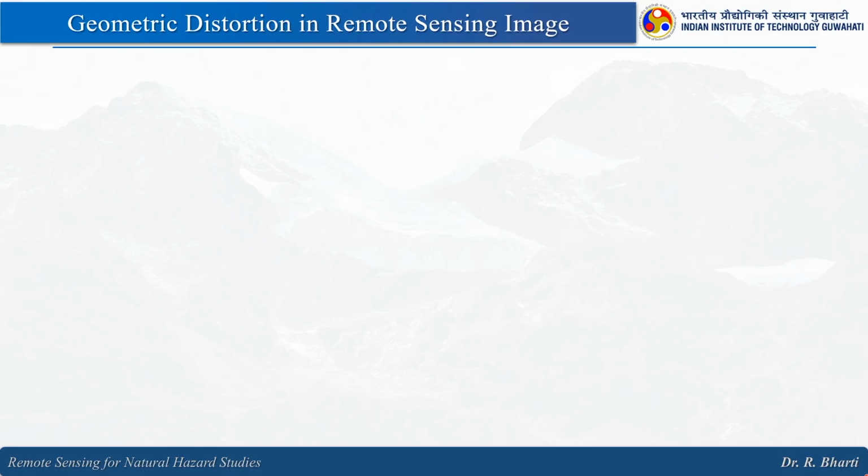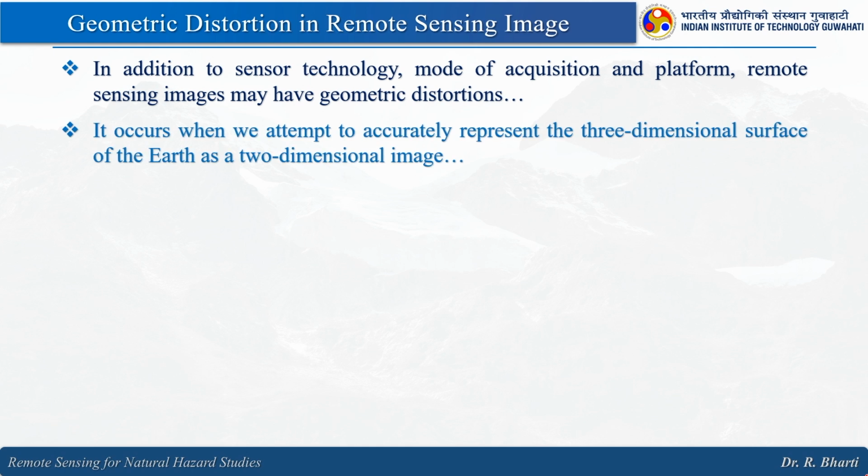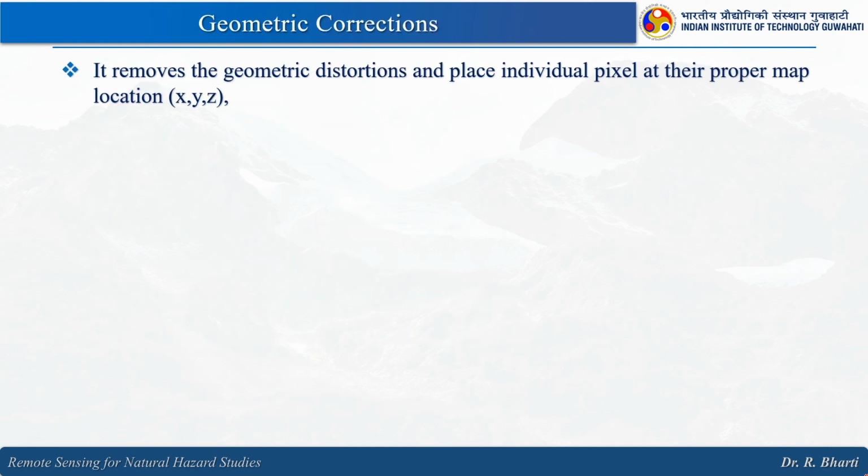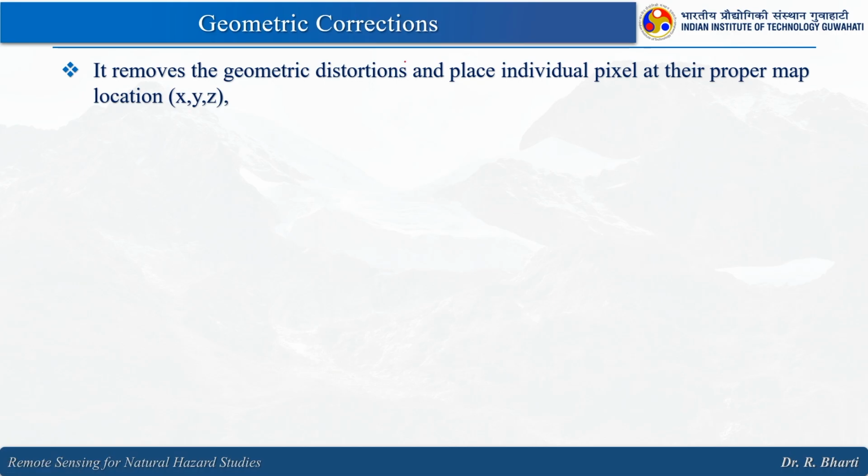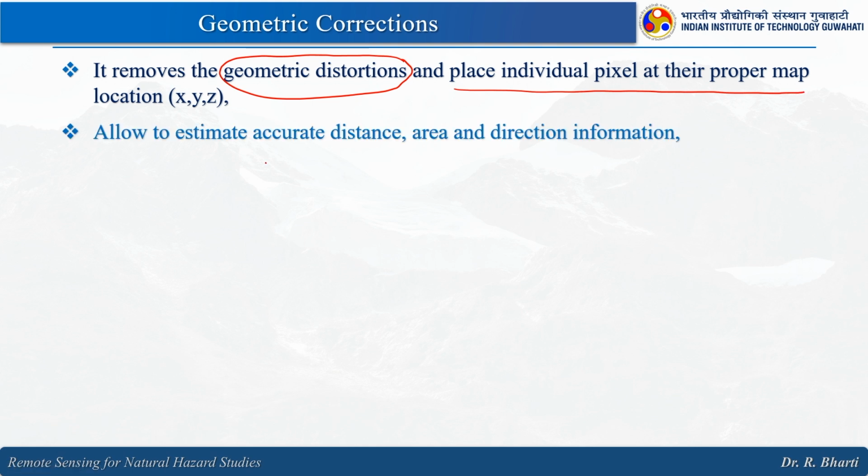So, geometric distortion in remote sensing images that we have already discussed, and now we were discussing what is the impact or what are the benefits of the geometric correction. As we discussed, geometric correction will help you to remove the geometric distortion as well as it will place the individual pixel at their proper map location, right? And it also allows us to estimate the accurate distance, area and direction information. Now we will try to see how actually this distance, area and direction information is estimated.